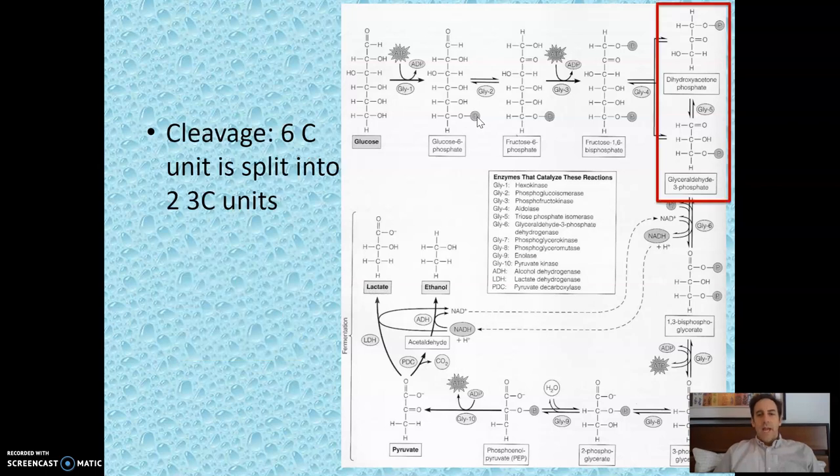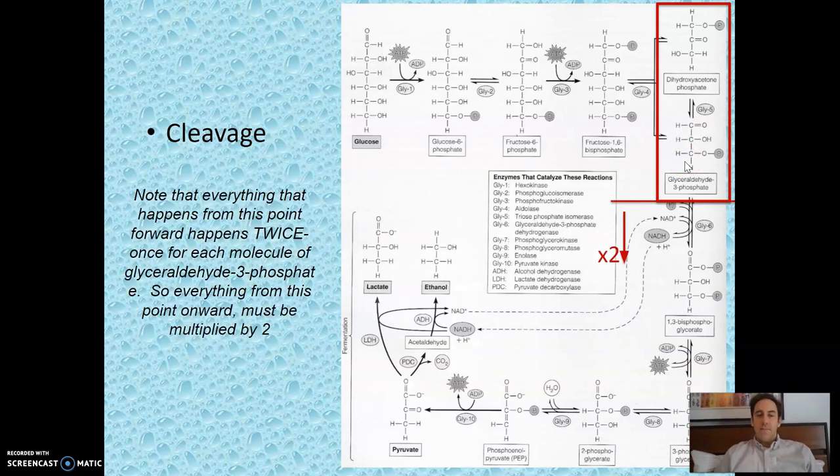Okay, next is cleavage. So this reaction here, what's happening is this 6-carbon molecule is broken into 2 3-carbon molecules. And then this one right here is basically converted to this thing. So by the time we're finished with this step, our original 6-carbon glucose has been broken down into 2 molecules of glyceraldehyde 3-phosphate. So we have 2 3-carbon units instead of 1 6-carbon.